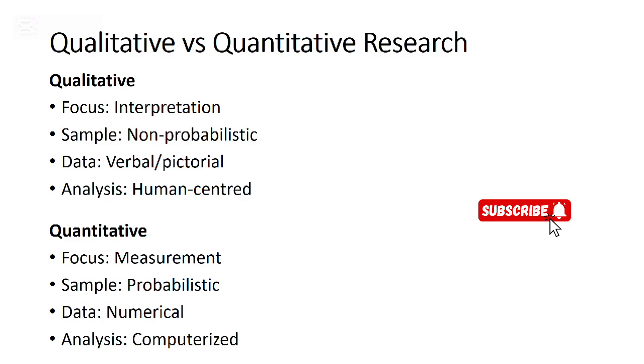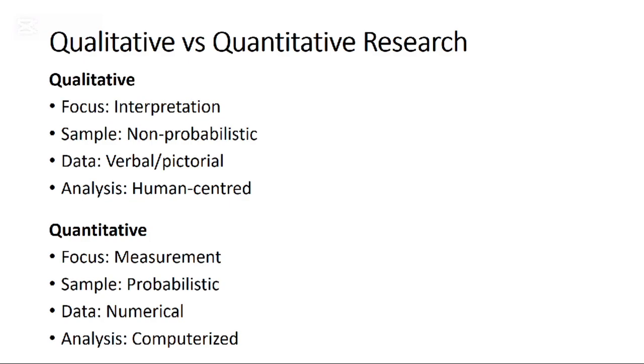Then the analysis is human-centered, while quantitative research focuses on measurements, and the sample is probabilistic in nature, and the data is numerical. Analysis is computerized or done with a computer-based program.